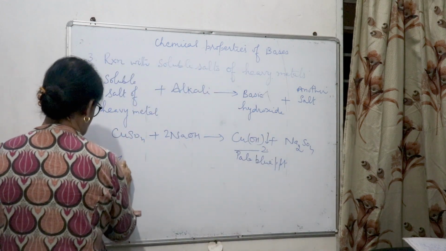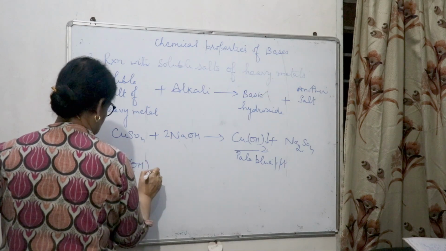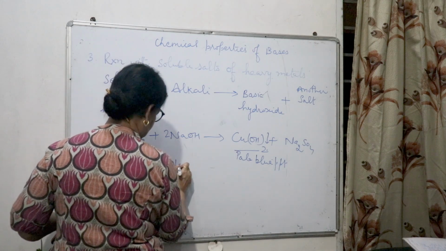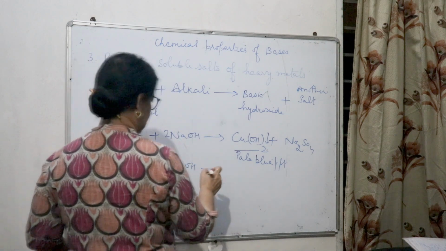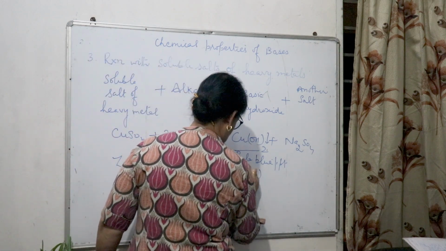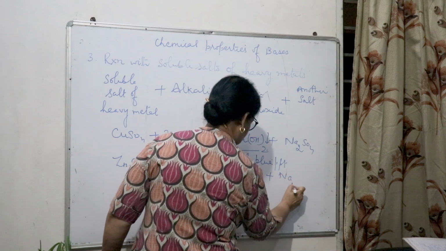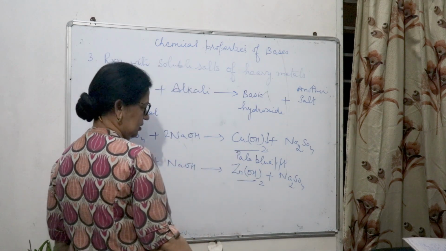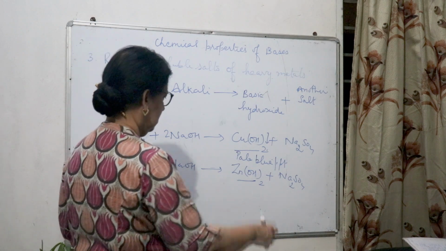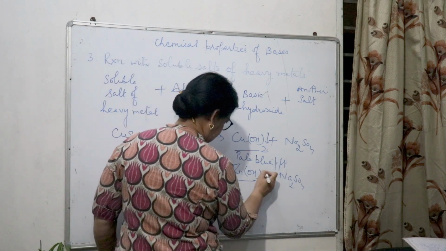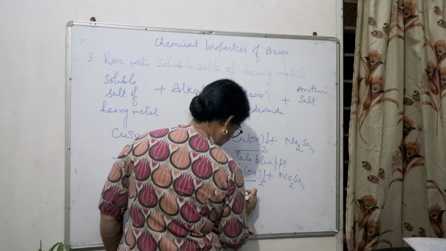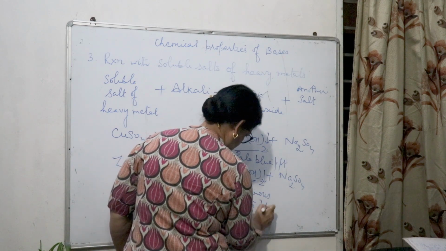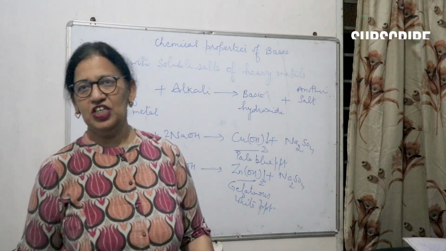Next, we can take zinc sulfate plus NaOH, that gives zinc hydroxide plus Na2SO4, and zinc hydroxide, that is basic hydroxide, that is a base formed, and color of the PPT is gelatinous white PPT. Gelatinous white PPT means jelly type white PPT.